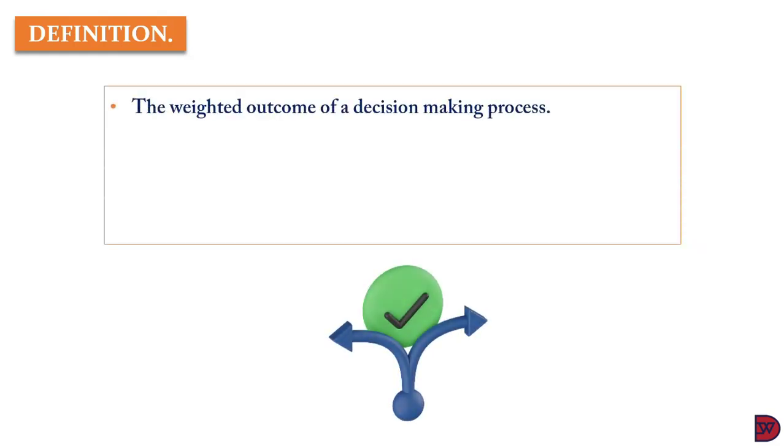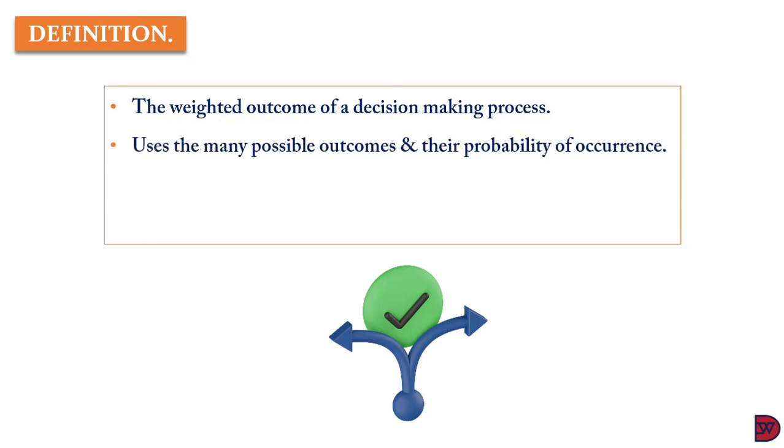So expected value is the weighted outcome of a decision-making process. When we talk about weighted outcome, we have various possible outcomes to an event. Each of the events has its likelihood of occurrence. So if we net the two, that will be the weight, and that will help us arrive at the point of decision making. Now, expected value can be used to decide on the viability of an activity.